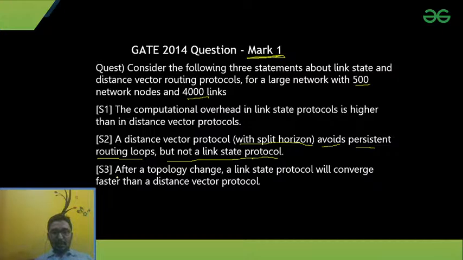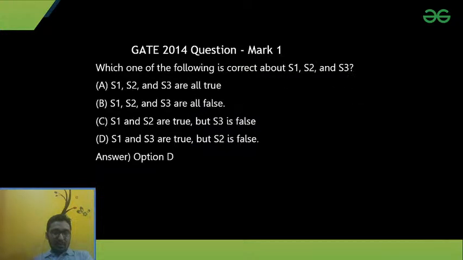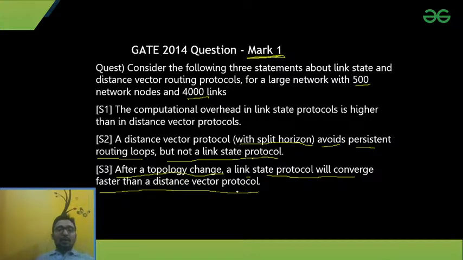The third statement is telling that after a topology change, that is, something is changed, a link state protocol will converge faster than distance vector protocol. Fine. So these are the three statements given. Let us see which are true and which are false. So the computational overhead in link state protocol is higher than in distance vector protocol.